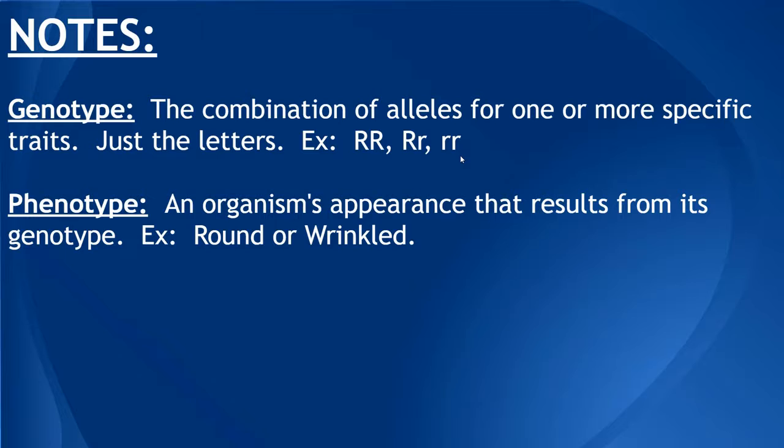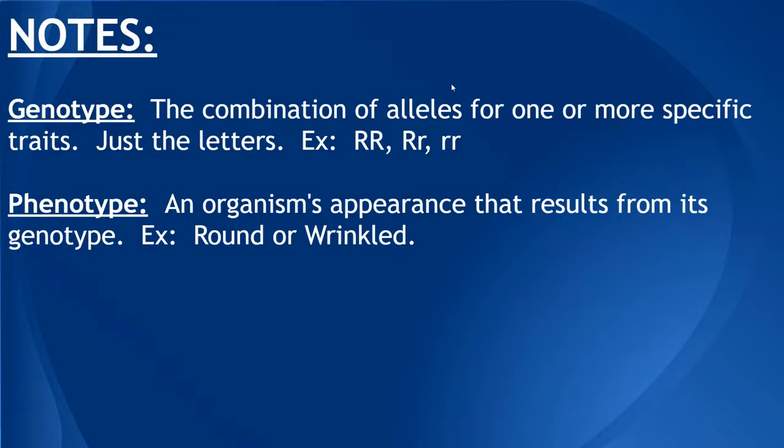A phenotype is different. That's an organism's appearance that results from its genotype. So, for example, if we're talking about pea plants, that's the famous example, Mendel's pea plants, that you might have heard about when you were in middle school. Is the pea round or is it wrinkled or shriveled up? It's basically how does it look? All right. So genotype is what is your actual genetics? Phenotype is, okay, how do you look? And again, it'll make more sense once we do some examples.